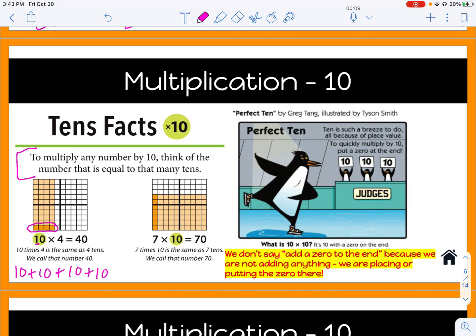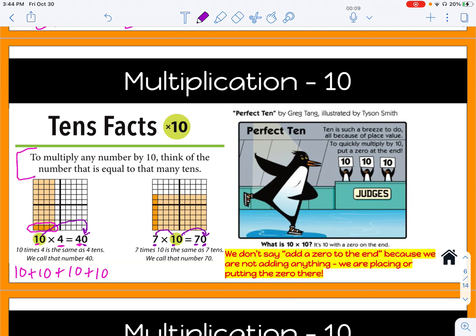So you can think 1 times 4, and that's going to get to 4. And then you are going to place that 0 over here. Same thing with this one over here where it says 7 times 10. So 7 times 10 is the same as 7 tens. And you can think of 7 times 1 as being 7. And we're going to place that 0 after it.